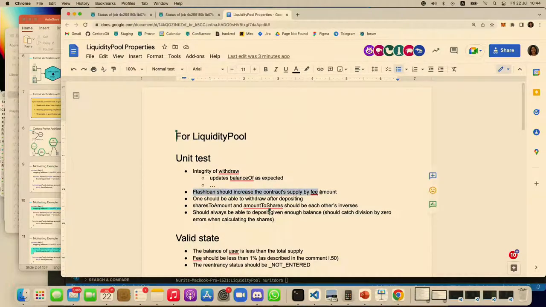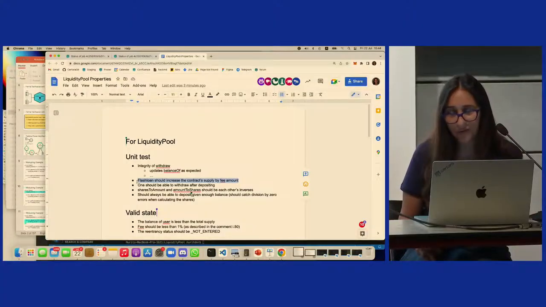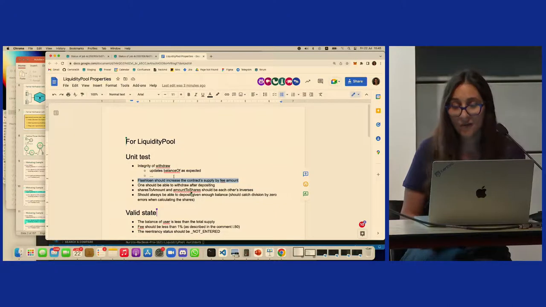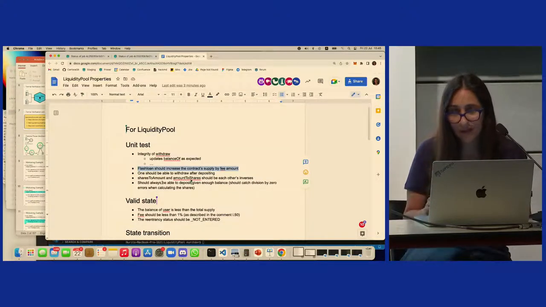Flash loan should increase the contract supply by fee amount. This is a very important property. What is it actually checking? It's actually checking even more, because the main concern with flash loan is that somehow, re-entrancy or some other way, it will reduce the contract's total supply. So actually checking that it increases, this is a very, very important property. So it's a unit test property, but I will always say that it's under the risk assessment properties.